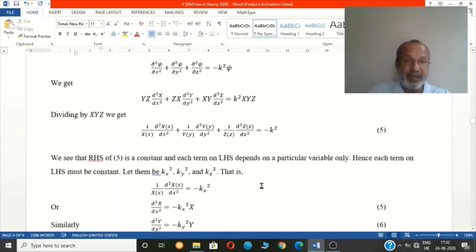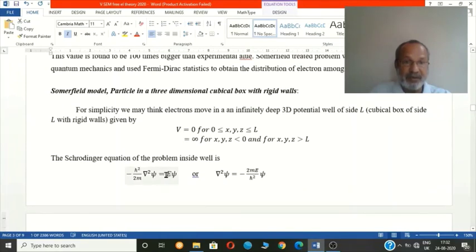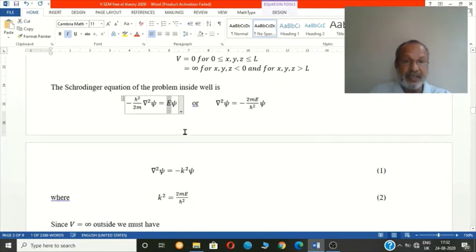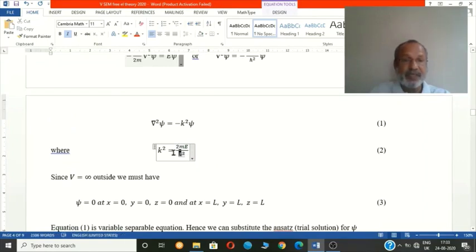Energy is given by this equation because in the Schrodinger equation, this E is the energy. So 2mE by h cross square is taken as some k square. So from this we can get E. You can invert this equation to find E. From this you get E is equal to h cross square by 2m k square.